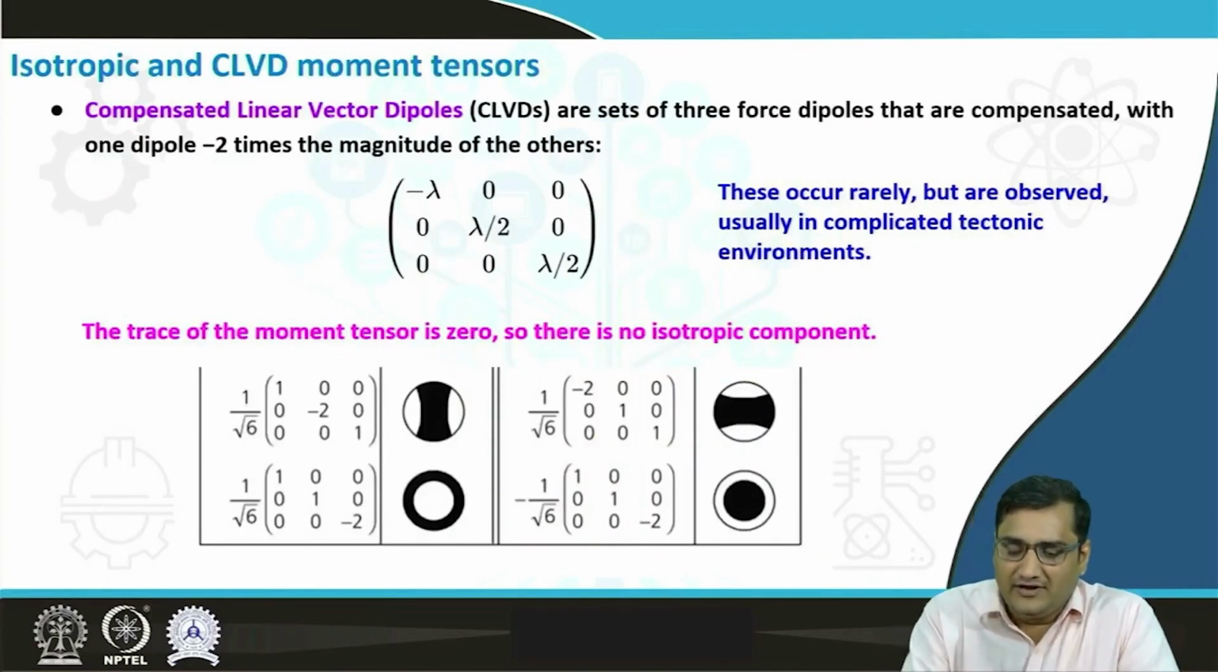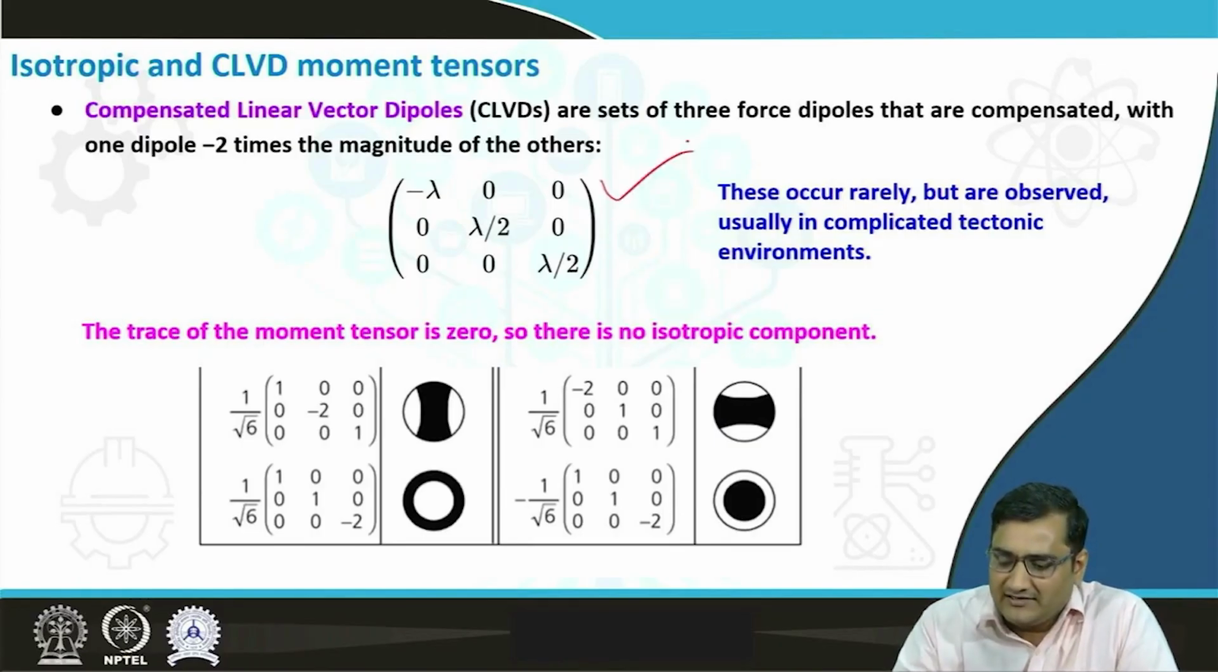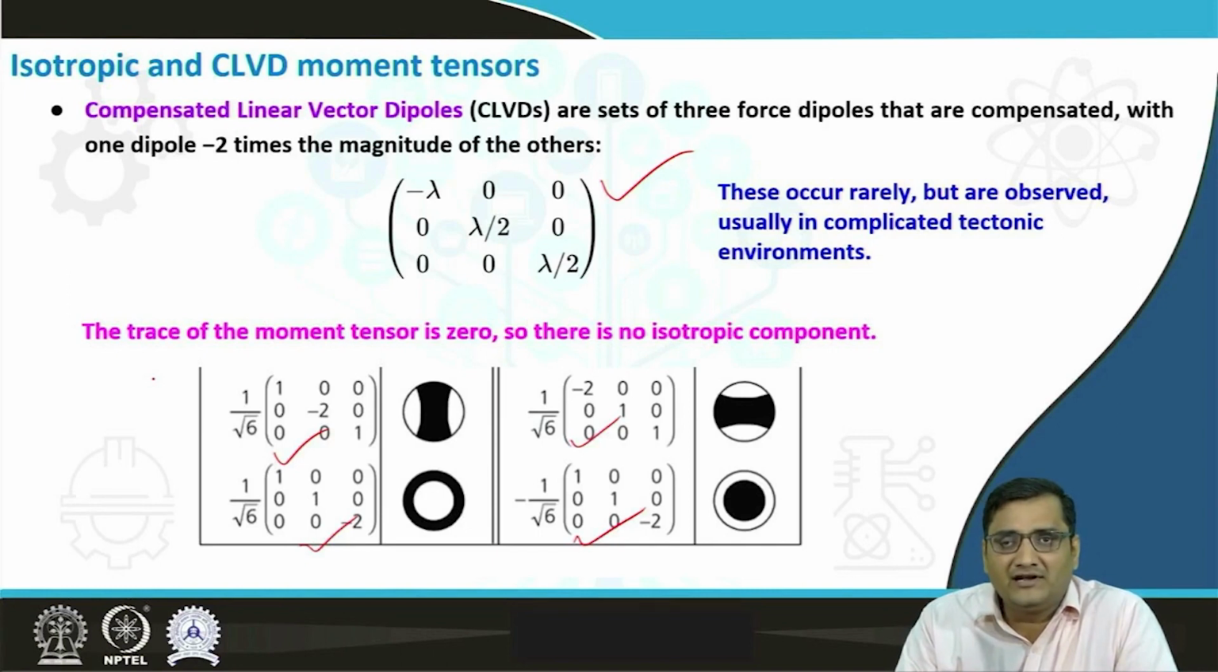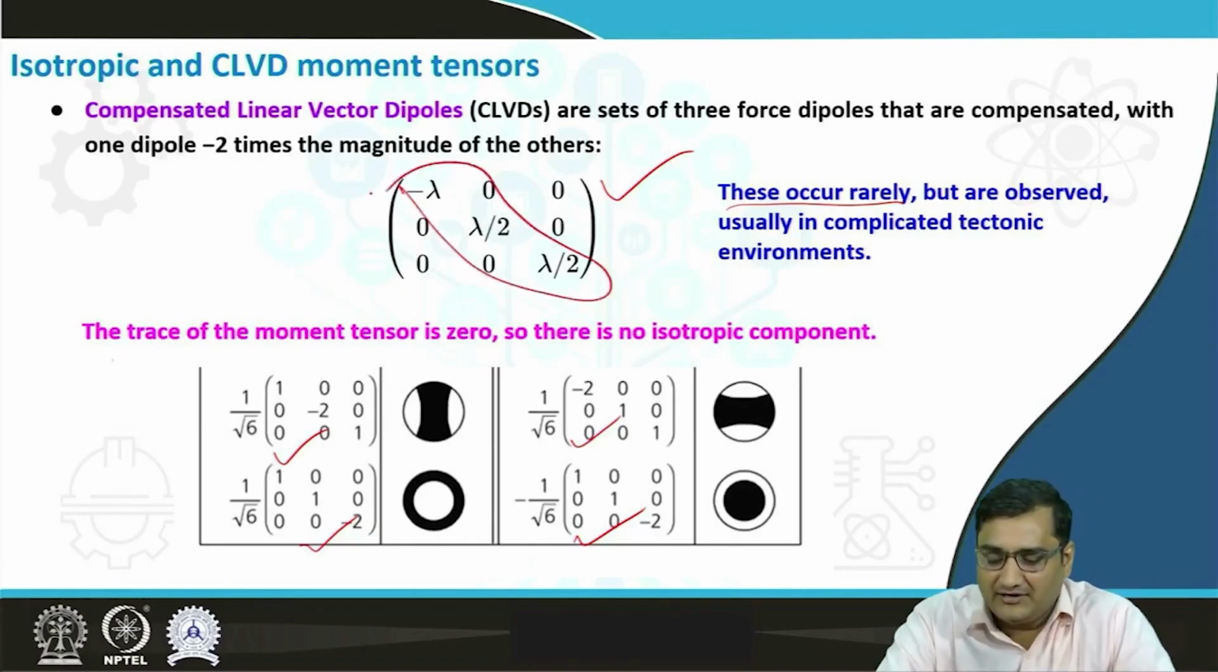And we also talked about the CLVD, and CLVD, as I said, has the one dipole that is of -2 times the magnitude of the other two, and it can be represented in something like this. The other possibilities are this, this, this and this. These compensated linear vector dipoles are very rare to occur but sometimes observed, usually in a complicated tectonic environment. The trace of the moment tensor, if you look at the sum of the diagonal elements, is 0. So this is not an isotropic component.